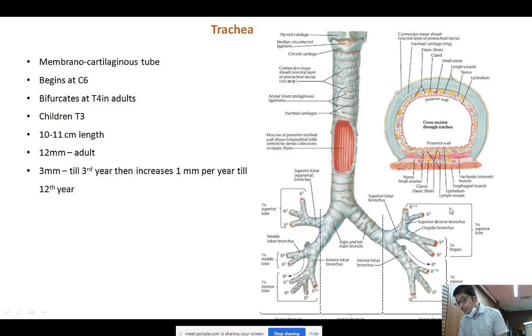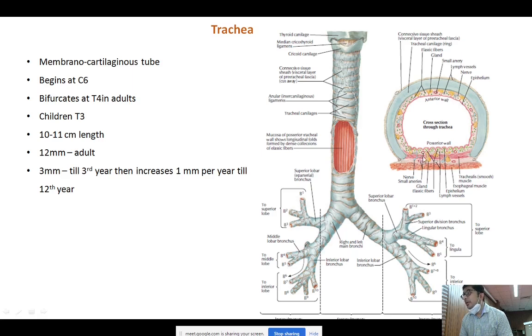Okay, we will be discussing it later. Now we know that the trachea starts at the C6 level, goes down, and bifurcates at T4. The length is 10 to 11 cm, the lumen is 10 mm, in children 3 mm, increasing 1 mm each year till 12 years. The right bronchus is more in alignment with the trachea, and it has C-shaped cartilages, so there is a gap posteriorly.